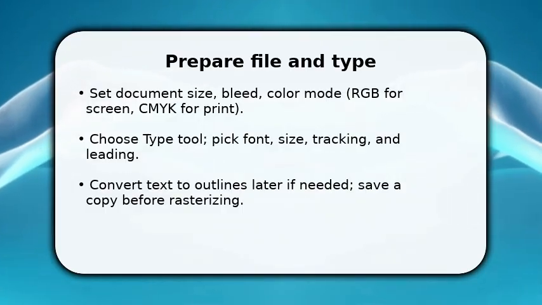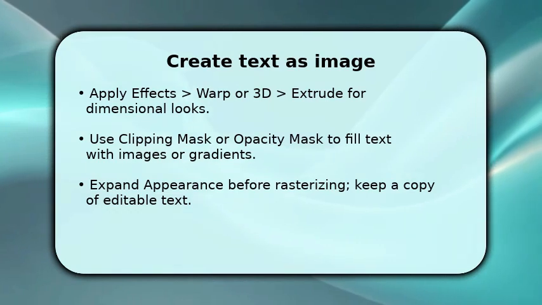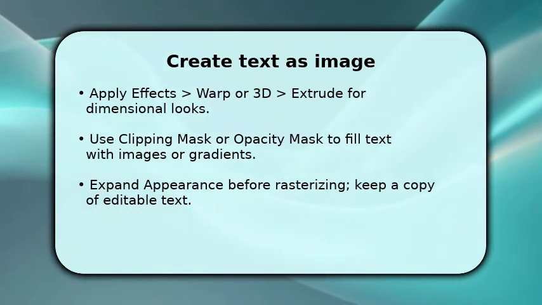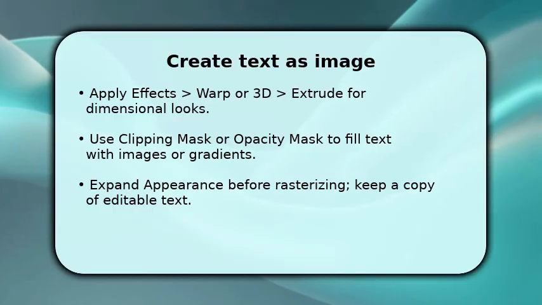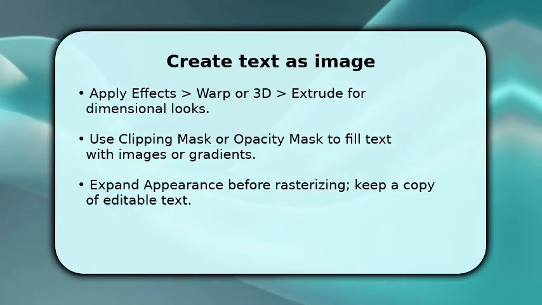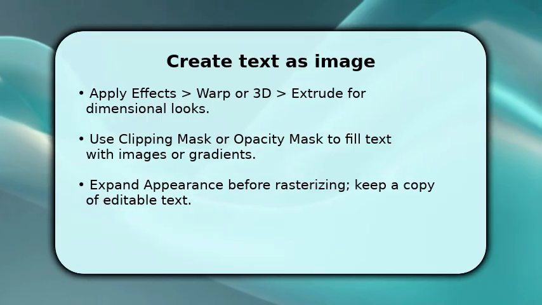Now convert the words into a visual element by applying effects and fills. Place or embed the image you want inside the text. Select both image and text, then choose Make Clipping Mask so the photo conforms to letter shapes.